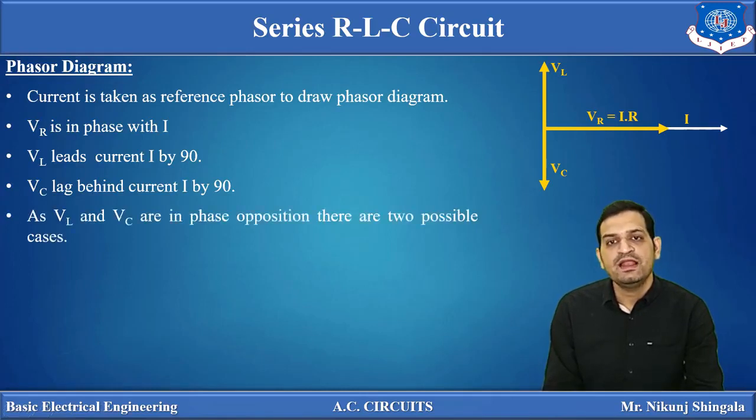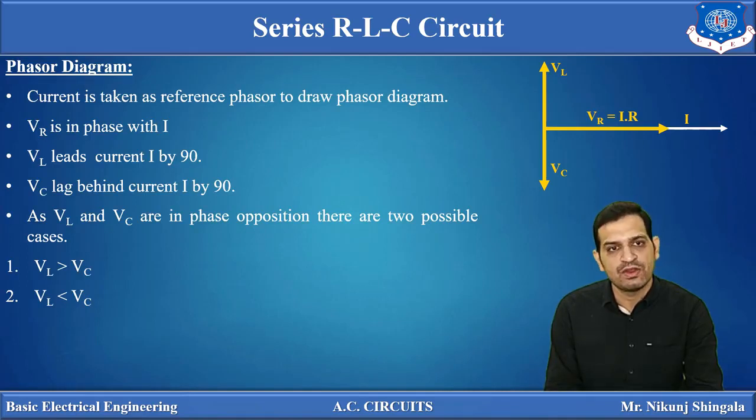Now, VL and VC are exactly in opposite directions. They are in phase opposition, and the phase difference between VL and VC is 180 degrees. So they will try to cancel each other out. As VL and VC are there, there are three possibilities, and I am going to discuss two of them in this video lecture. The first is VL greater than VC, the second is VL less than VC, and the third is VL equal to VC, which I will discuss in the next video lecture on resonance.